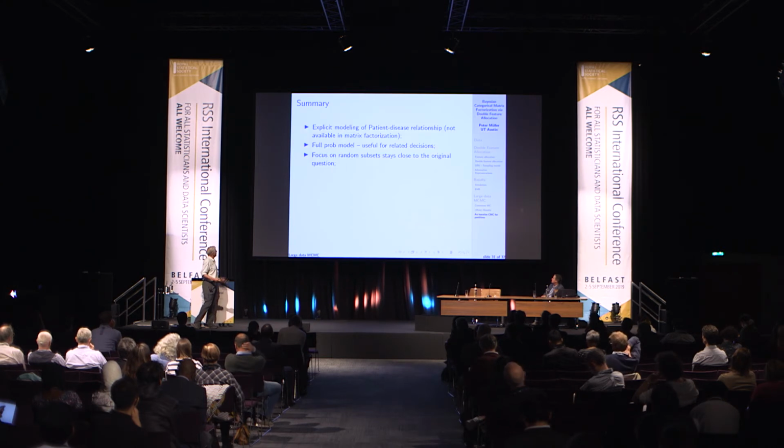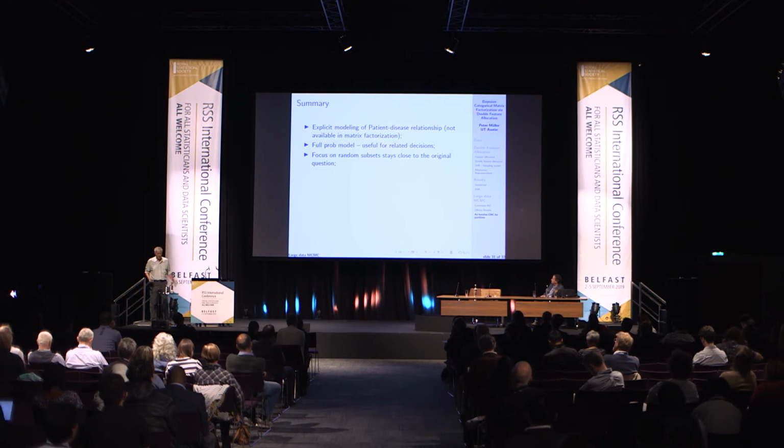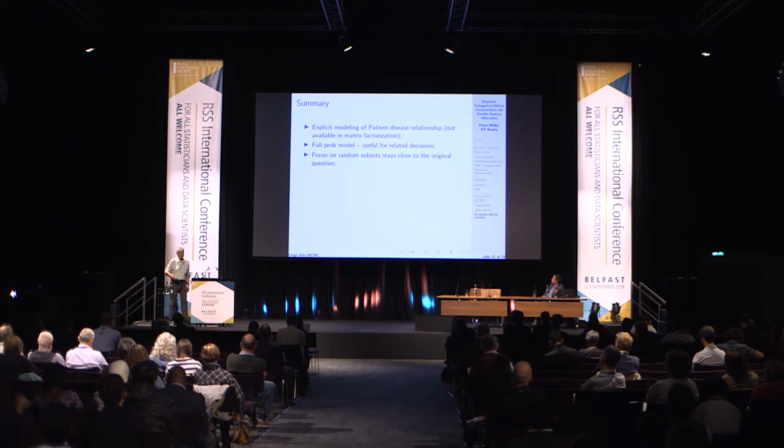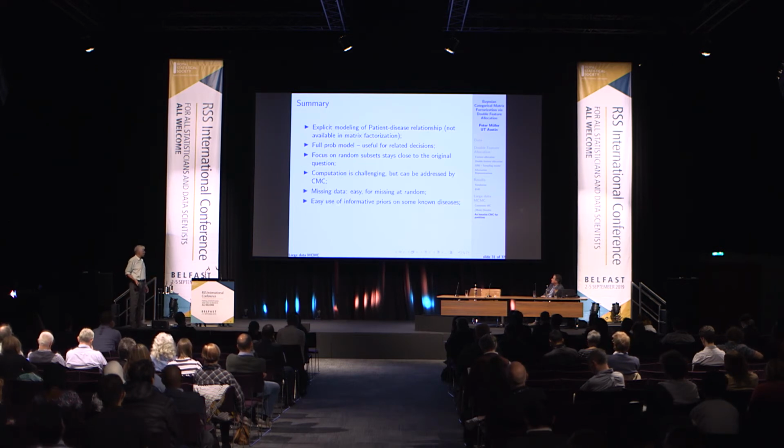And that gets me to the summary. What I tried to convince you of is that I talked you through some explicit modeling of these pairs of random subsets. We did it on the basis of a full probability model. I would argue that in proceeding like this, our modeling focus remains faithful and close to the original scientific question of finding latent diseases. Many other formalizations take it to a level where you lose your intuition. Computation is challenging, but we think it can be done by appropriate variations of consensus Monte Carlo.